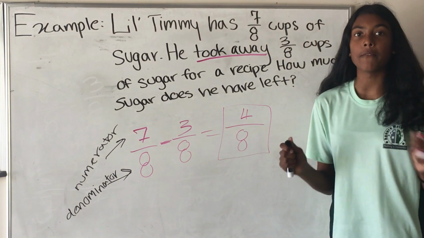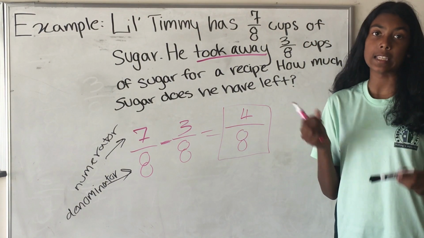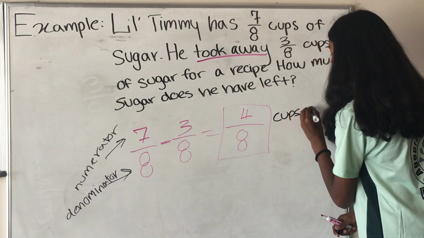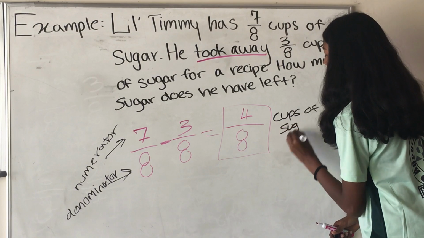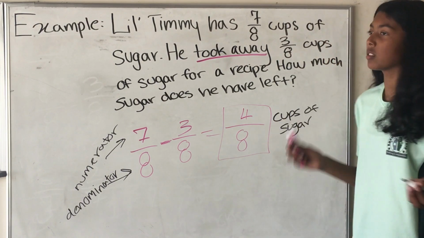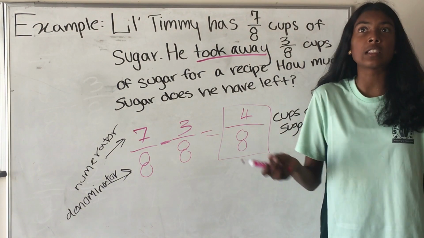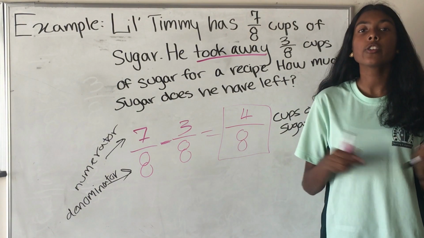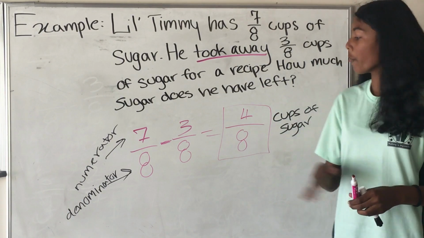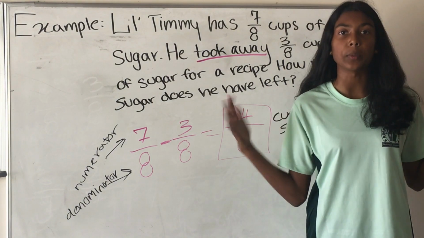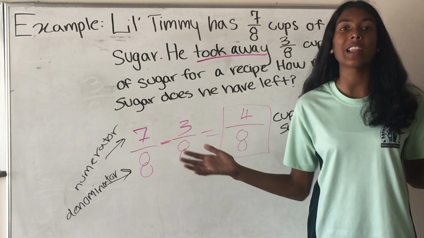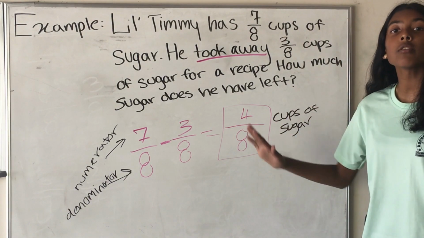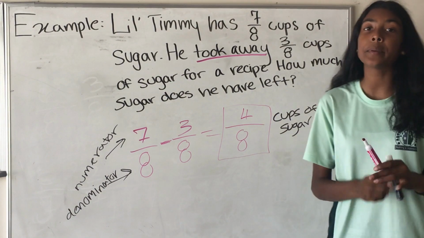But this answer isn't final. There are 2 things that you guys need to know. One is the units, which is cups of sugar. Units are important because otherwise we could say 4/8 slices of pizza. So we have to remember the unit. The other thing is that you guys are going to learn this later on, but 4/8 can be reduced to a simpler fraction. I'm not going to explain that now because that's just going to confuse you guys more, but just know that this answer can be simplified.